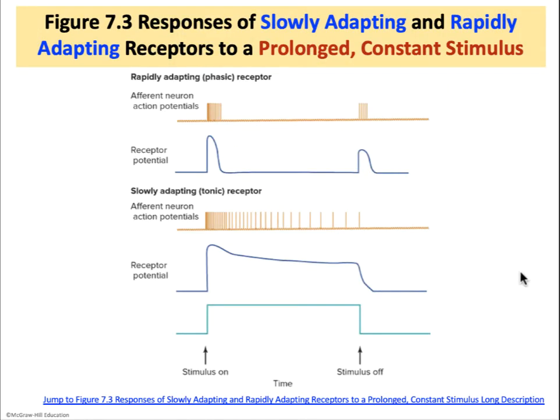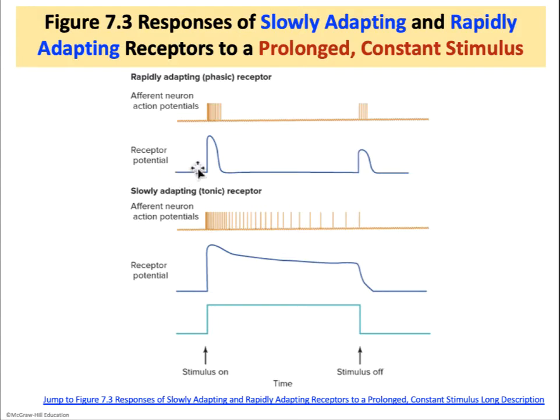Figure 7.3 compares 2 types of receptors. Some are called slow adapting, others are called rapidly adapting. So the rapidly adapting profile is given on top, and the slow adapting profile is given below in both brown and blue. The teal line corresponds to the stimulus being applied, kept on, and then being removed. The 2 classes of receptors produce their own characteristic responses.